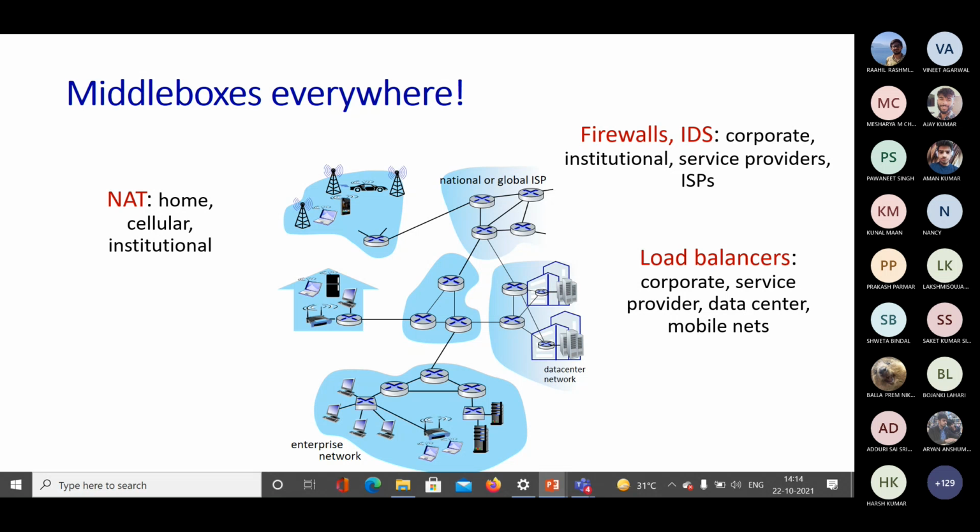Okay, so these are generally there in corporates. They are there with ISPs, that is service providers, data center networks, and even mobile networks. And you can also have middle boxes which are application specific, depending upon what your service providers want to give to their customers, for institutional networks and for CDN, that is content delivery networks.